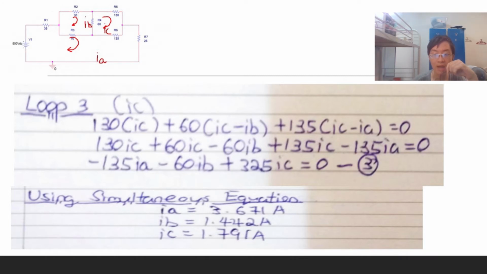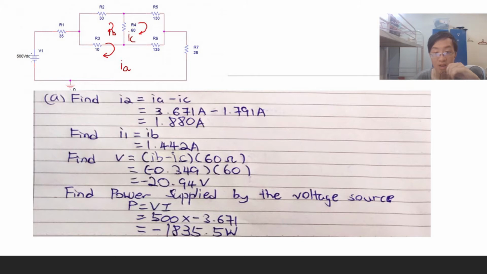So we can find the values of IA, IB, and IC using simultaneous equations, and we get the answer: IA is equal to 3.671 ampere, IB is 1.442 ampere, and finally IC is 1.791 ampere. We need to find the current I2, which is equal to IA minus IC. So the answer is 1.880 ampere.